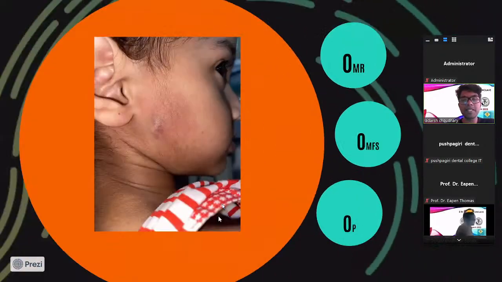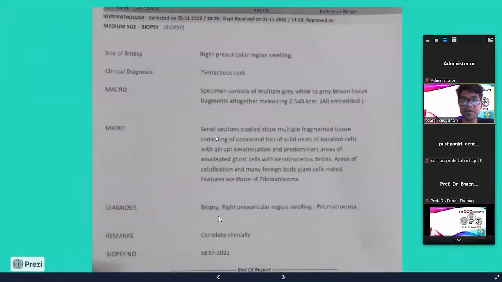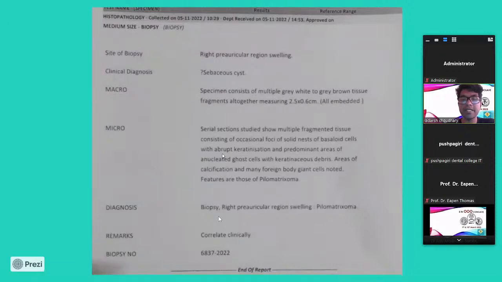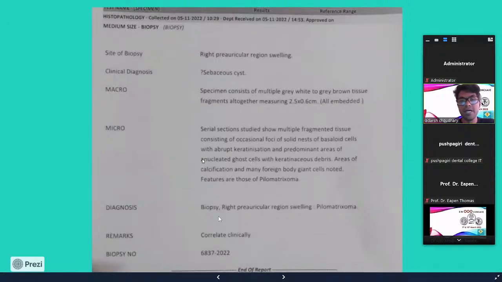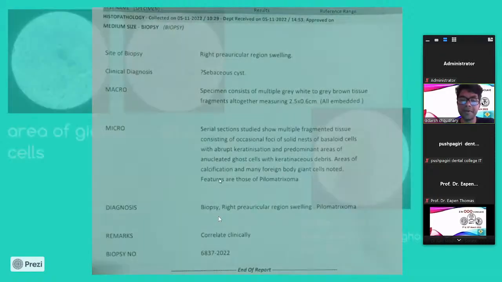Later in oral pathology, the report suggested consisting of occasional follicles and solid nests of basaloid cells with appropriate keratinization, and predominant areas of anucleated ghost cells and keratinization debris are seen. Areas of calcification and foreign body giant cells noted. Features of pilomatricoma were confirmed.